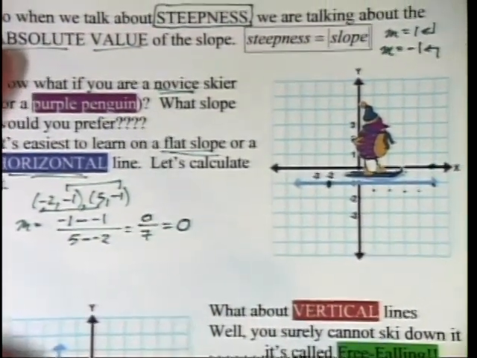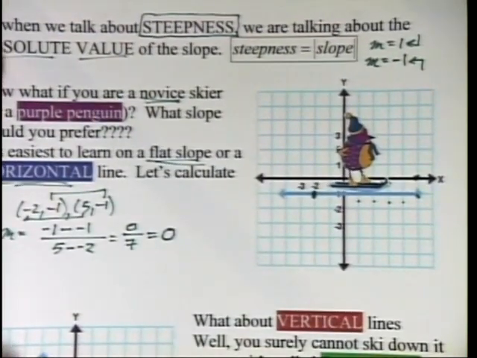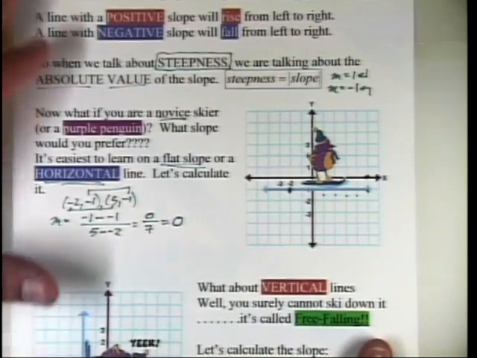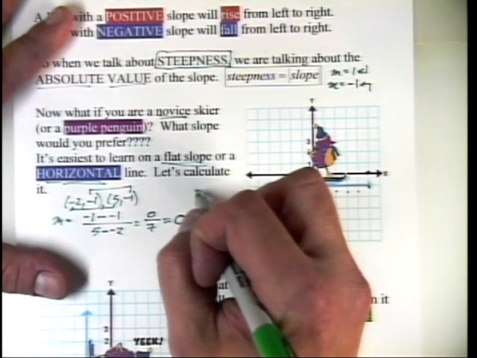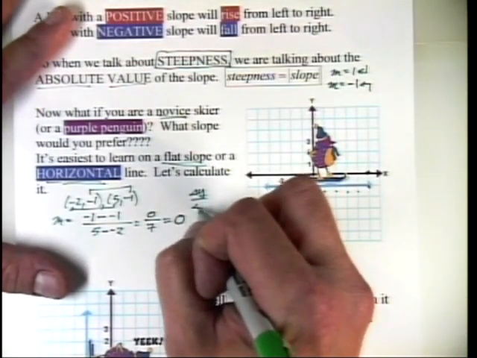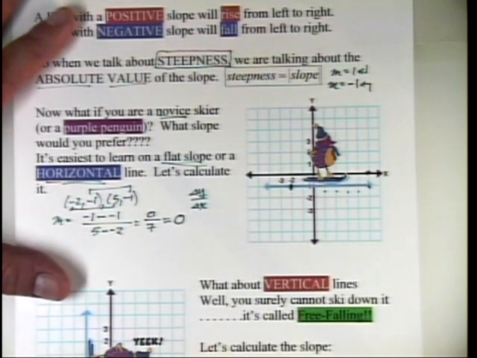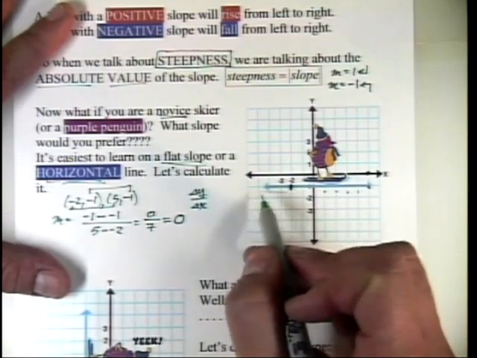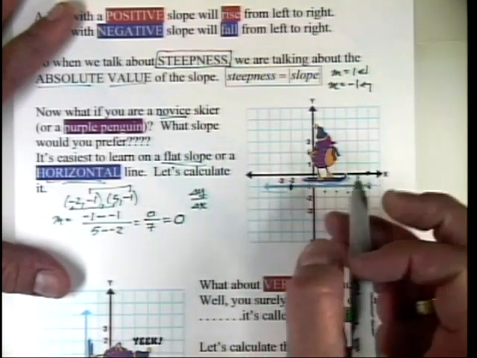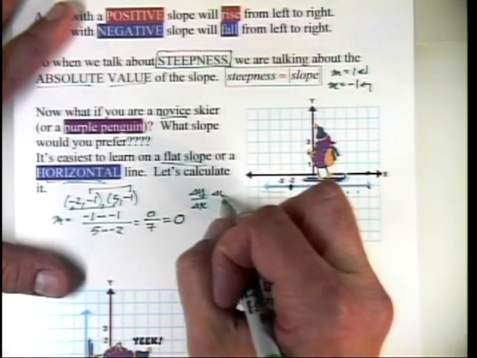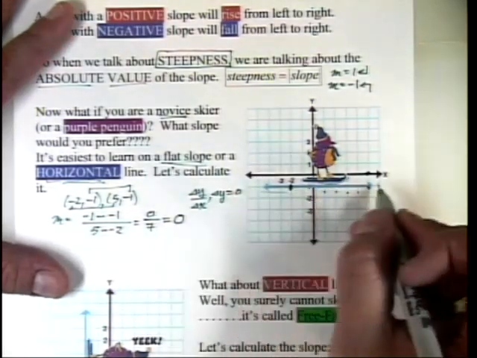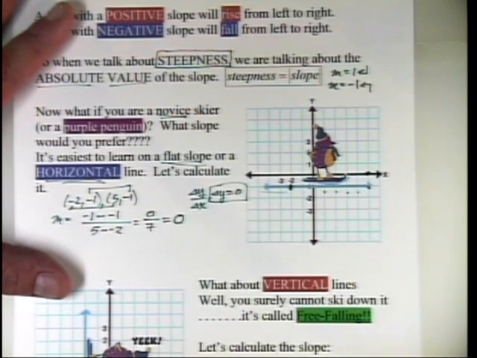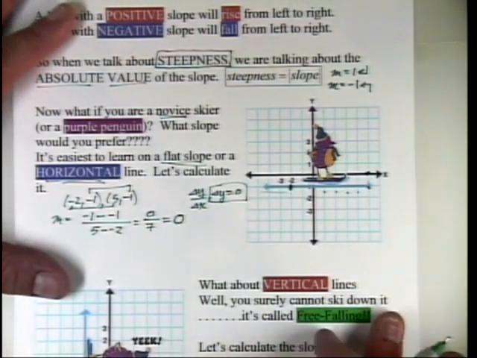Okay? That's the best kind of slope to learn to ski on, a 0 slope or a horizontal line. Now, let's look at the equation. Remember, it was delta y over delta x, which means change in. On a horizontal line, your y values are not changing. They're consistent. The x values can be anything. So delta y equals 0 on a horizontal line. Delta y meaning the change in y. They're not changing. And that's why your numerator is 0.